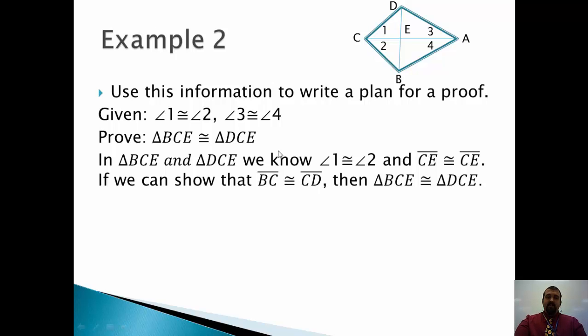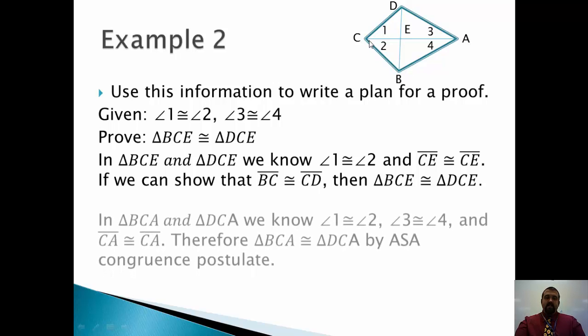In these two triangles, we know that angle 1 is congruent to angle 2. We have segment CE congruent to itself. And if I can show that segment BC is congruent to segment CD, then I know the two triangles are congruent. Well, to get segment BC and segment CD congruent, what I'm actually going to look at is triangle ADC and triangle ABC.